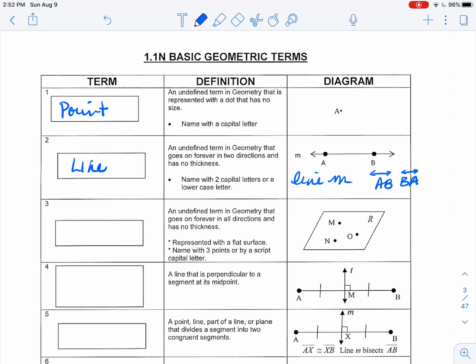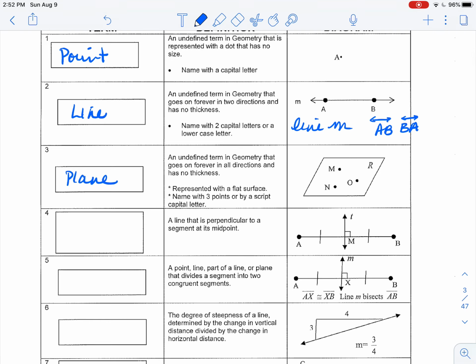These are the options. Number 3, another undefined term in geometry that goes on forever in all directions and has no thickness is a plane. It's represented with a flat surface and named with 3 points or a script capital letter. So we can name this one several different ways. One way would be to name it plane MNO, or, and it might be a little hard to see, but this is in cursive, we can just call this plane R.